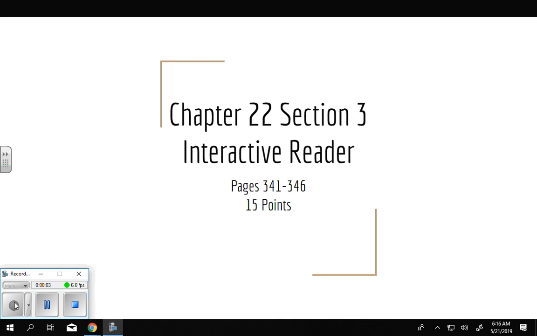Chapter 22, Section 3, Interactive Reader, pages 341 through 346, worth 15 points.